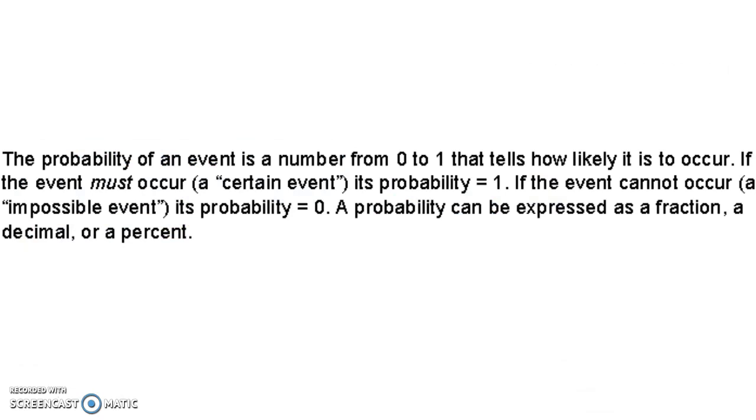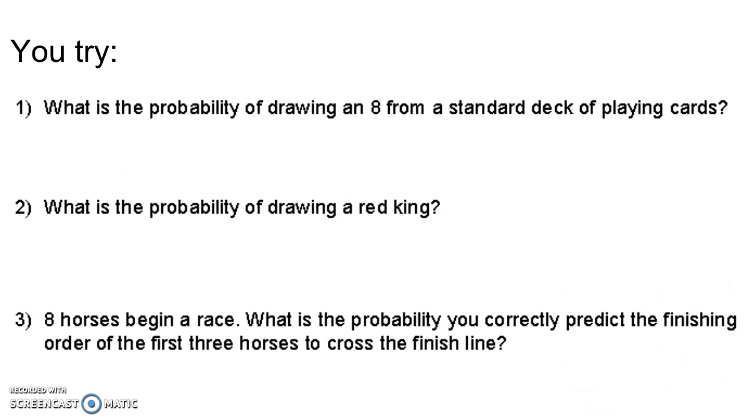Now the probability can range anywhere from 0 on up to 1, and it tells how likely an event is to occur. So if the event must occur, it's what we call a certain event, and its probability is 1. If an event cannot occur, which we call an impossible event, its probability is 0. Such as, what's the probability of rolling a 7 on a 6-sided die? Well, the numbers available are 1, 2, 3, 4, 5, and 6. There is no 7, so there are 0 outcomes in which 7 happens, so 0 over 6, we reduce that to 0. And speaking of, the probability is expressed either as a fraction, as a decimal, or as a percent.